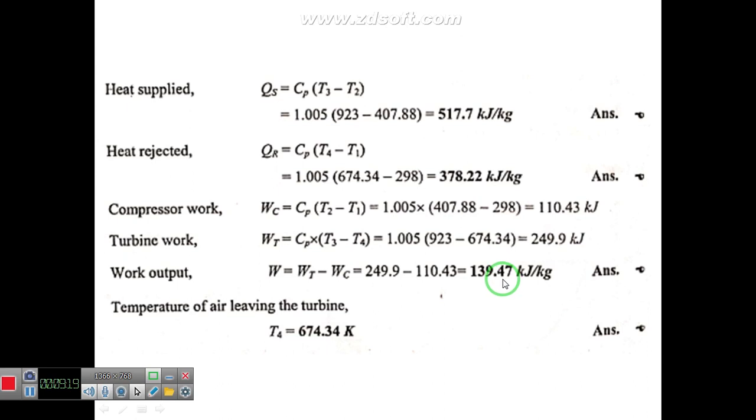The next value is the temperature of air leaving the turbine. After the turbine, what is the temperature? This question will be asked in our problem. We already found the value of T4. T4 is the leaving temperature of our turbine. After the turbine, the T4 temperature is 674.34 Kelvin. So this is the finishing of our problem.